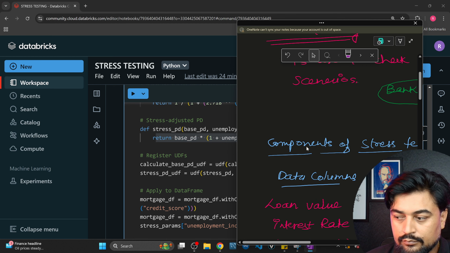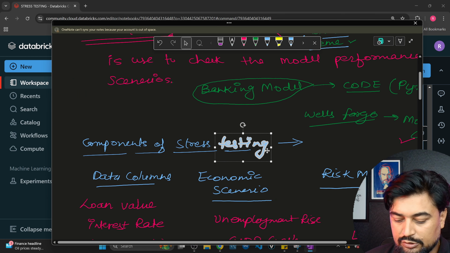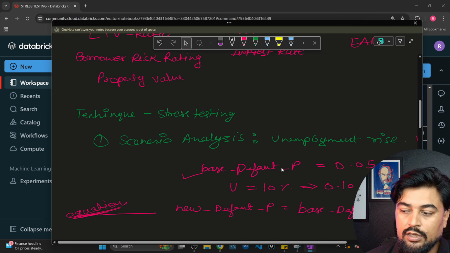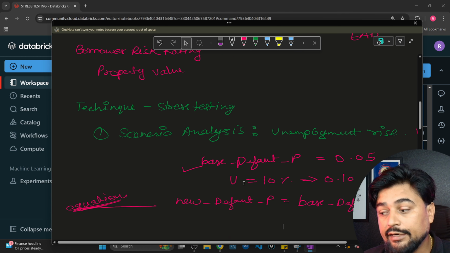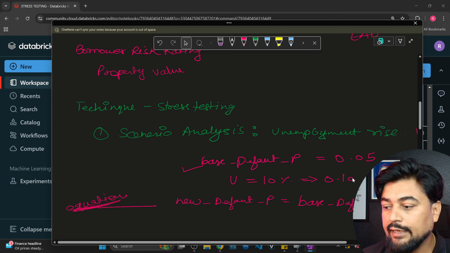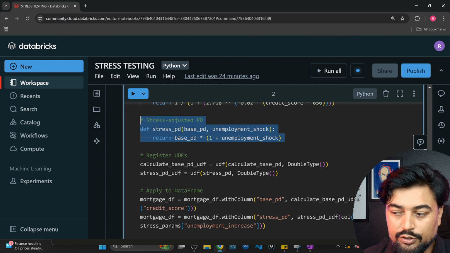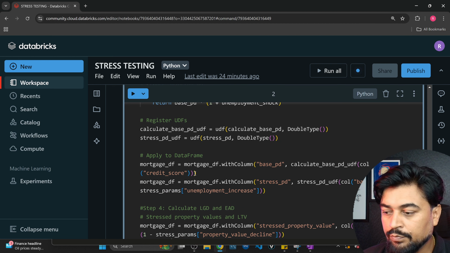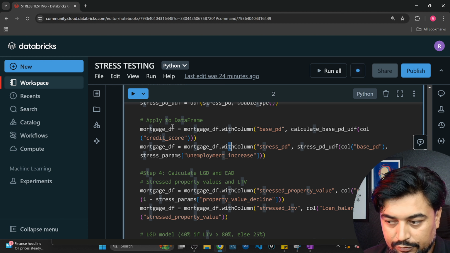If you see here in this document, let me just maximize this. When I was explaining this, if you see this particular value, the scenario analysis, you can see this new probability we calculated using the base default probability and the unemployment rate. So the same thing is happening here based on the stress scenario. Then I'm just registering the UDF. This is pretty much easy. Okay, now focus on apply to data frame. Now we are just applying the values to the data frame. That is a simple thing.